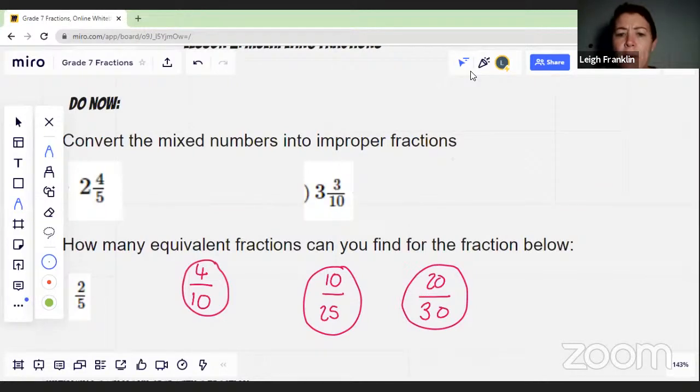All right. What about you, Baja? What did you get for 2 and 4 over 5? Baja says I got 14 over 5. You got 14 over 5. I agree with you. That's what I would have got as well.